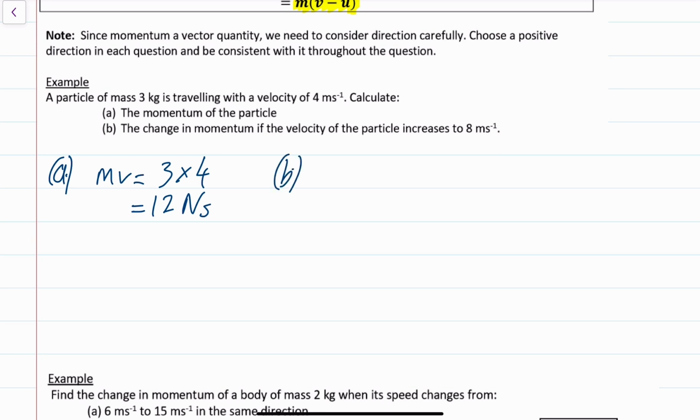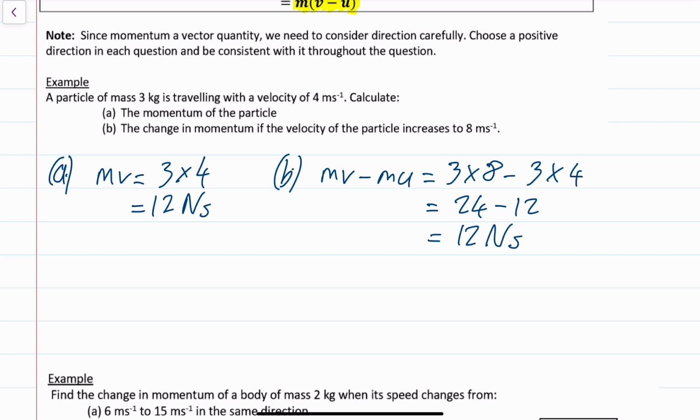For part B, it says find the change in momentum if the velocity of the particle increases to 8. So we're just going to do change in momentum is mv minus mu. It's going to be 3 times the final velocity, which is 8, minus 3 times the initial velocity, which is 4. And that's just 24 minus 12, which is just going to be 12. And again, newton seconds.